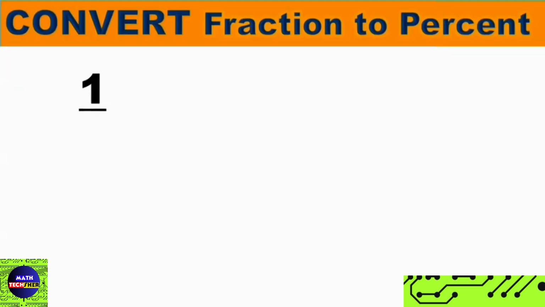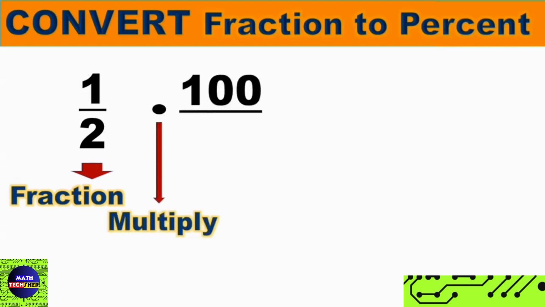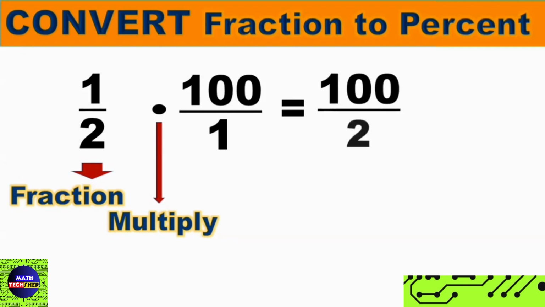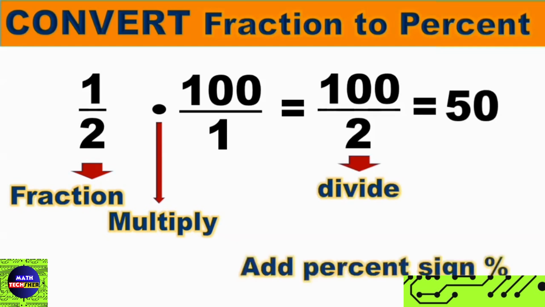Okay, next, this is how to convert fraction to percent. Okay, so we have 1 half. 1 half is a fraction. To convert to percent, we're going to multiply it by 100. Okay, so the denominator of 100 is 1. Then, we multiply the numerator. 1 times 100 is 100. And denominator 2 times 1 is 2. Okay, 100 divided by 2, the answer is 50. And then we're going to add percent sign. So now we have 50%. Okay, 1 half is equivalent to 50%.